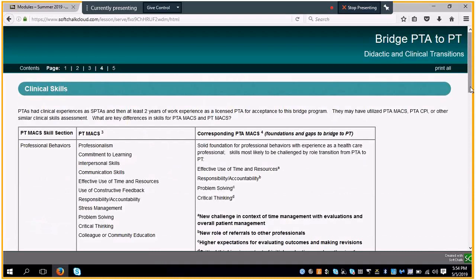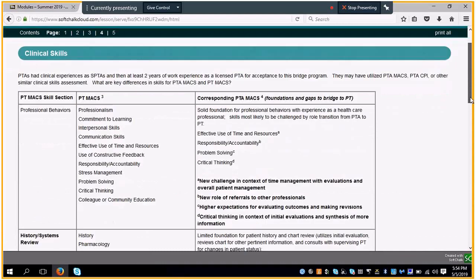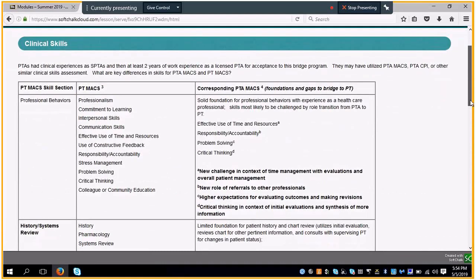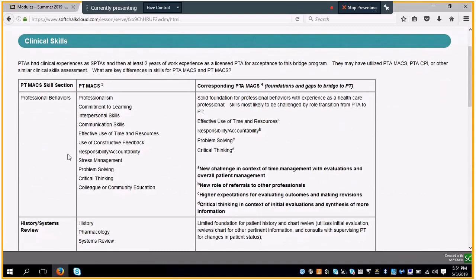Okay, now taking a look at the clinical skill comparisons. Similar format. We have a table, so you're going to compare left and right across the sections. And for our program, this is the tool that you will utilize in clinical education for your skill checkoffs, and you'll become a little bit more familiar with that tool as you get closer to those full-time clinical education experiences.